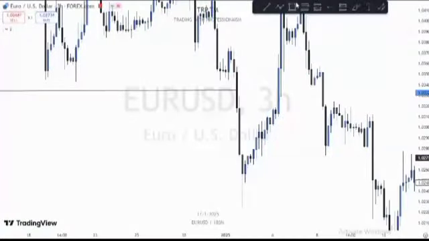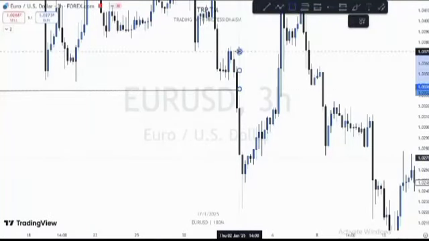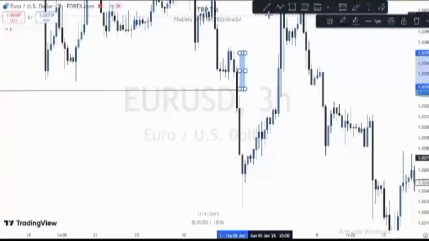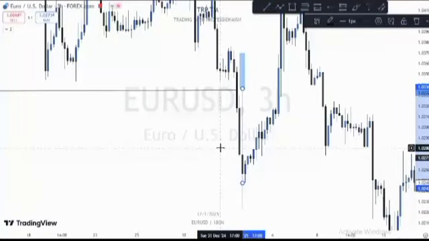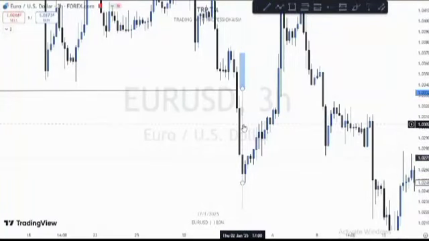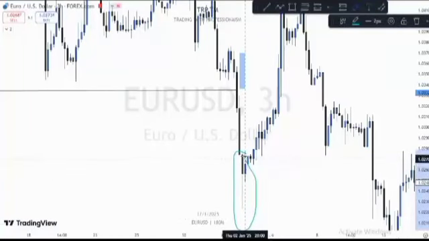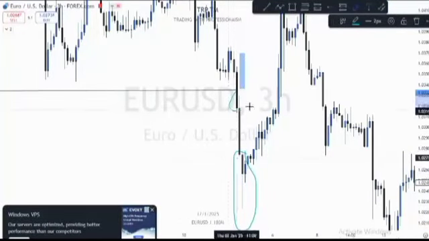If this liquidity was taken out with a candle like this, a very long candle like this, after this liquidity was taken out, I would like to look for buys. If it's what took out this liquidity, I would like to look for buys. If I saw this type of candle here, I would be looking for buys.